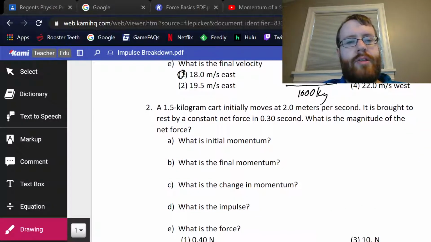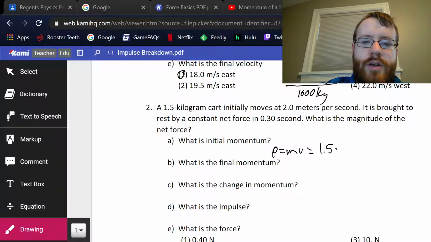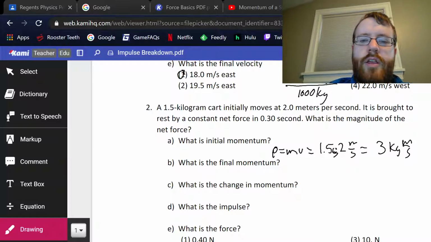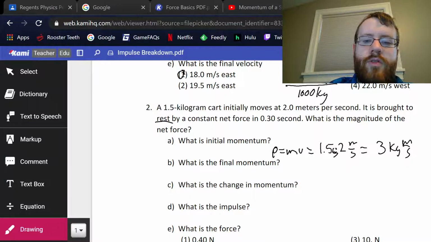In our next question, we have a cart that is moving along and is brought to rest. So what is its initial momentum? Well, it's just P is equal to mv again, which is 1.5 times 2 meters per second, which is equal to 3 kilogram meters per second. The final momentum is 0 because it was brought to rest.